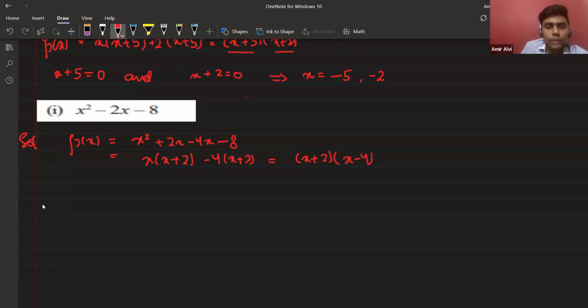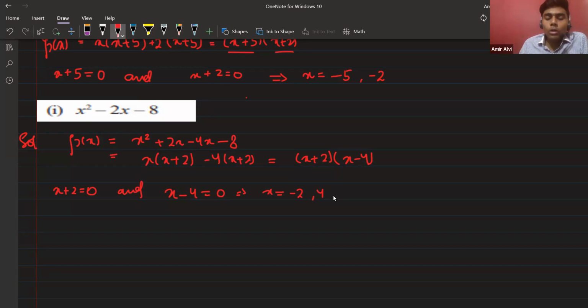And what we need to do, if we have to get the zeros, is say that x plus 2 equals 0, and x minus 4 equals 0, so x is minus 2 and 4. If you have a doubt that this might be wrong, you can put either value into the polynomial expression. If the expression becomes 0, then it is correct.